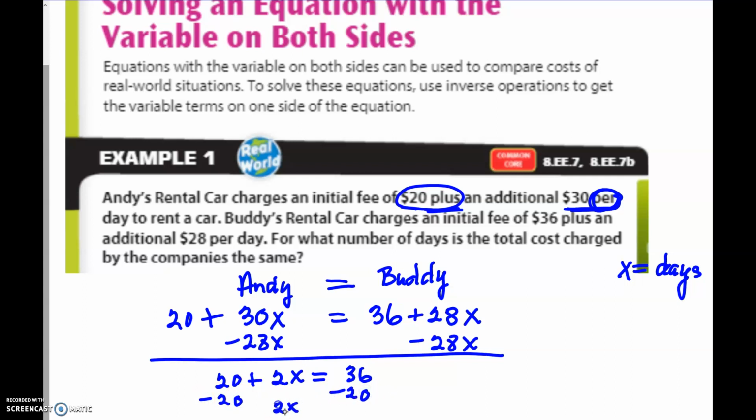So 2X equals 16. Now how do I separate the 2 from the X? I'm going to divide both sides by 2. So X is 8. And what that means is after 8 days, the cost is going to be the same. One company is going to be cheaper for 7 days, and the other company will be cheaper for 9 days. But right at 8 days, they're going to cost the same.